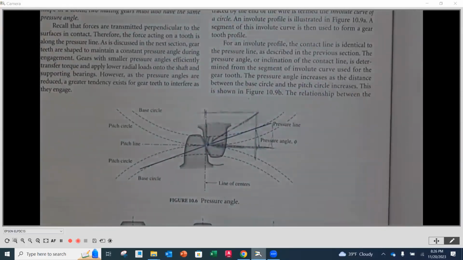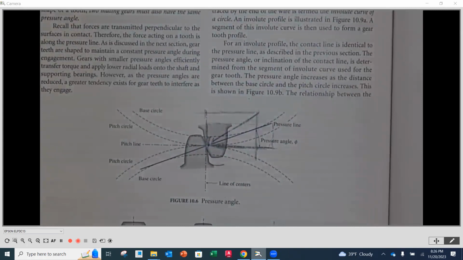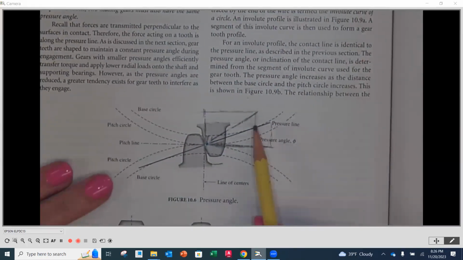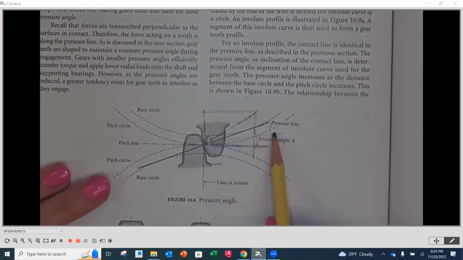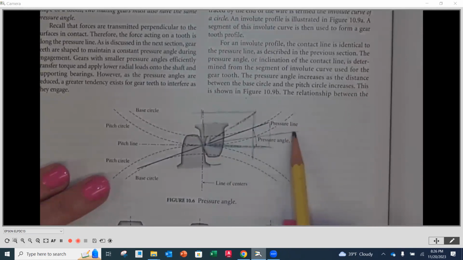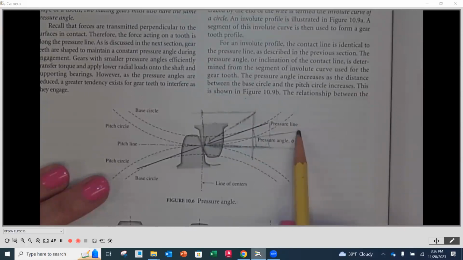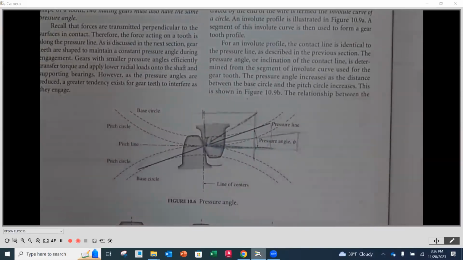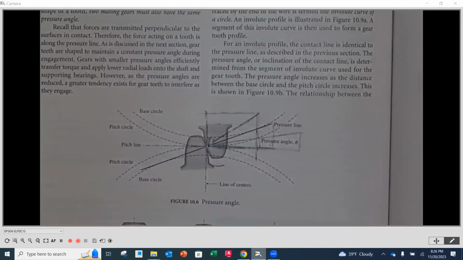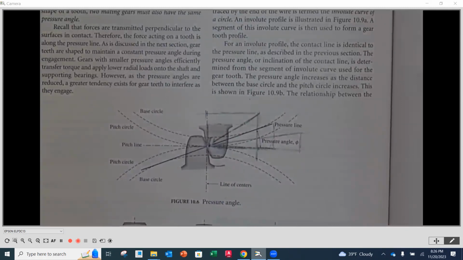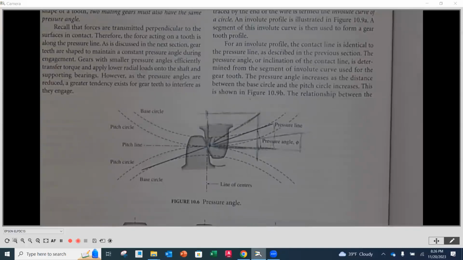Okay. Now, 14.5. This also tells us why when we're more shallow, what happens? For that same force, the tangential is going to get even taller. The radial is going to be smaller. So why do you think we don't do 14.5s anymore? Because they're going to shear off teeth more easily, right? You're going to have more breakages. So only for replacement parts.